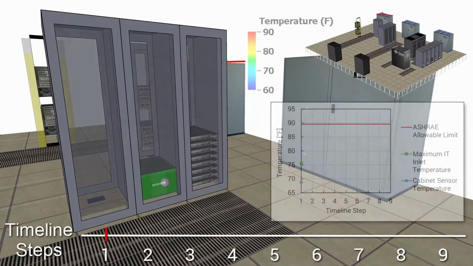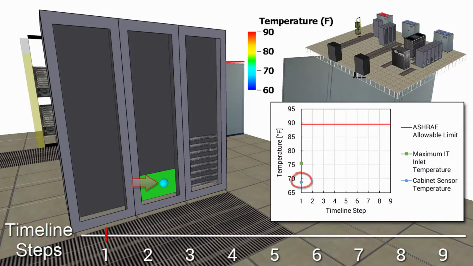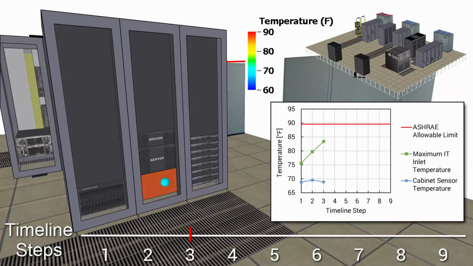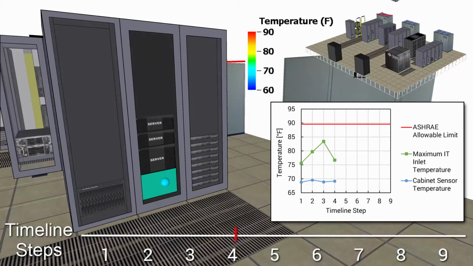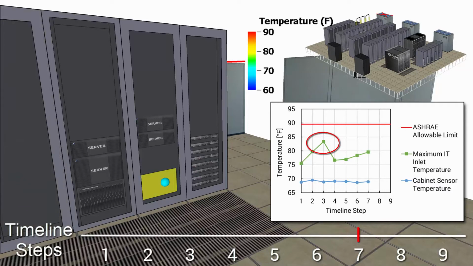Throughout these deployments, we'll highlight a single IT device and its nearest cabinet sensor and compare the inflow temperature with the sensor temperature. The plot on the right shows a trending plot of how these two temperatures change with each deployment, or timeline step. During operation, the monitoring system tracks cabinet temperatures and should alert us to any increasing temperatures as we deploy. We can see that over the course of the deployments we've made, there was a spike in IT inlet temperature that was not captured by the cabinet sensor.